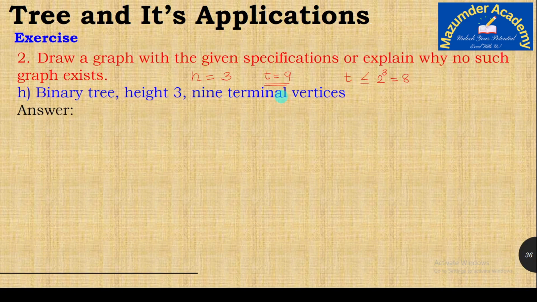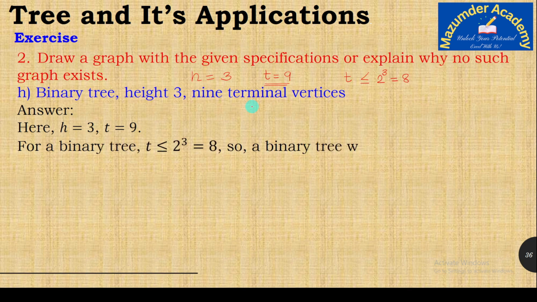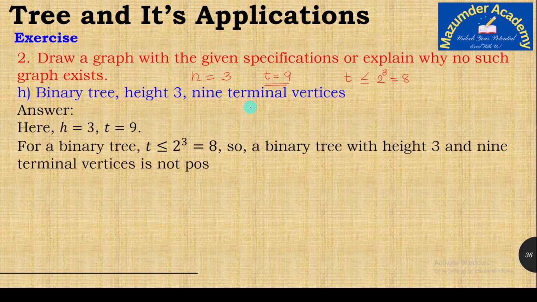So you can see the answer here. Here h is 3, t is 9. For a binary tree, t is less than this, so a binary tree with height 3 and 9 terminal vertices is not possible.